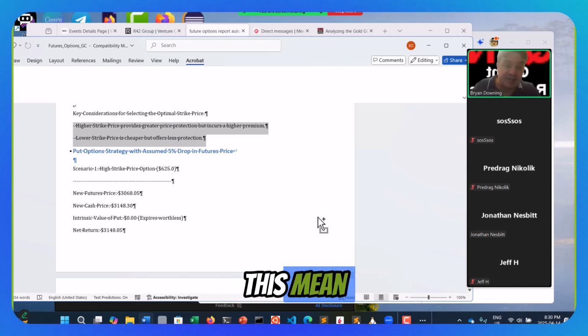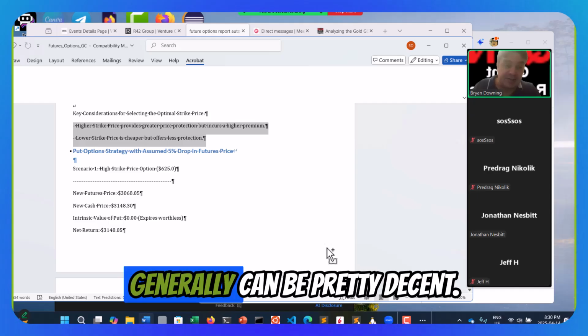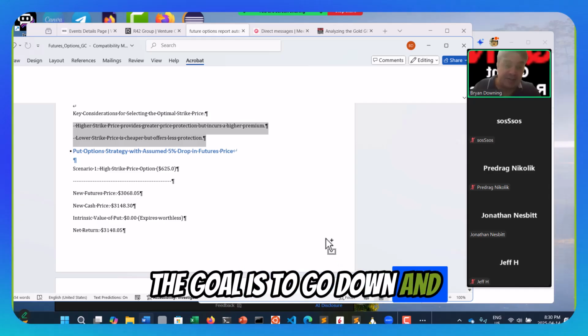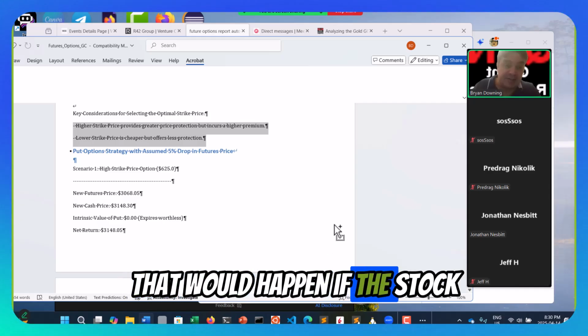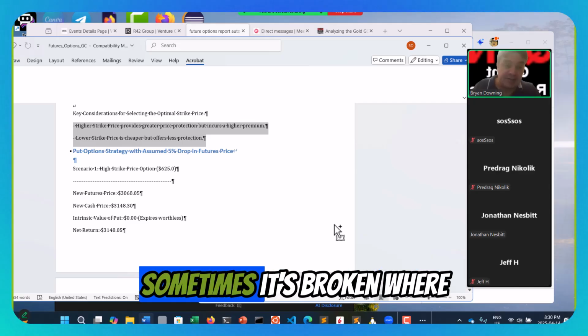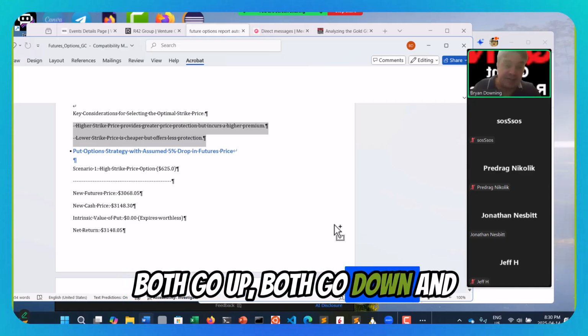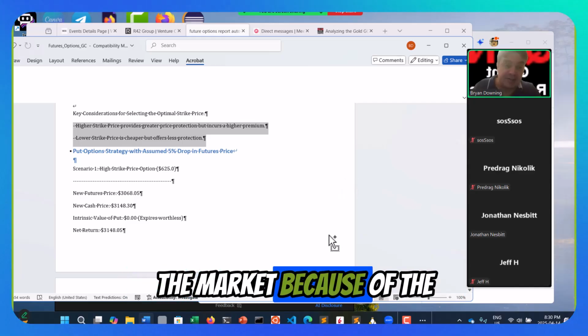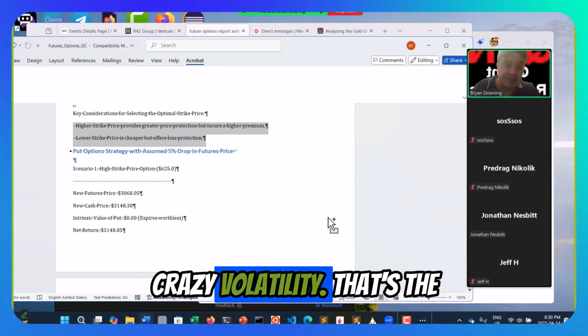Well, what does this mean in red? ARIMA generally can be pretty decent. The gold is going down, and that would happen if the stock market goes up. There's that inverse relationship, and sometimes it's broken where both go up and both go down. It shouldn't work that way. Here, we don't know the direction of the market because of the crazy volatility. That's the problem.